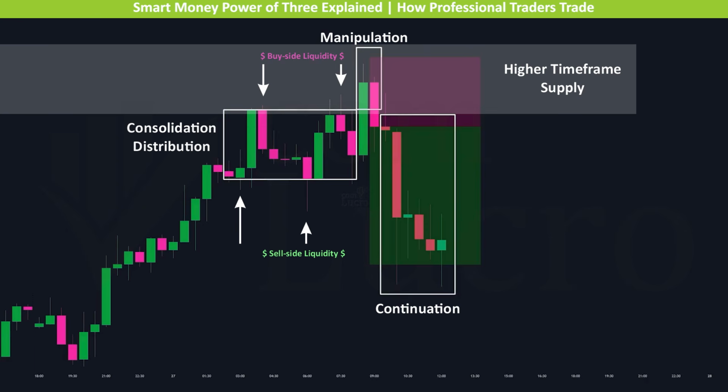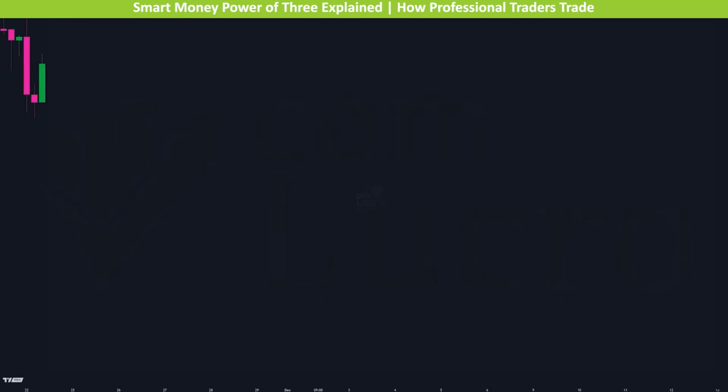The same applies to higher time frame trend context. If price is already in a clear downtrend on the higher time frame, this short setup gains additional confirmation by aligning with overall market direction. This is why combining multiple concepts leads to more structured, consistent, and informed trading decisions. Now, let us look at another example.